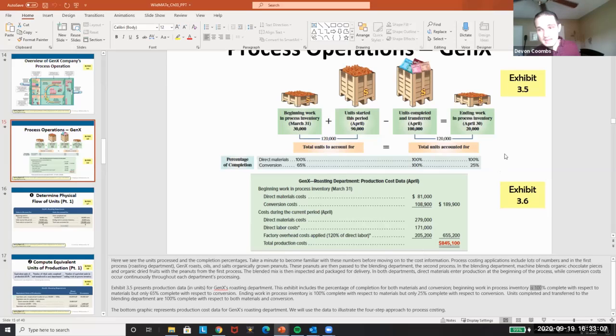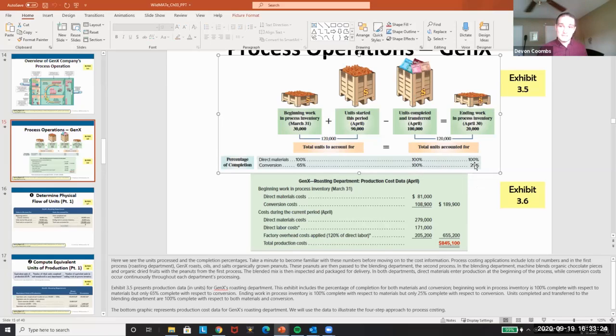So that 35% is going to need to be added from a conversion cost standpoint to this production line. And so our ending work in process inventory is 100% complete with respect to materials, but only 25% with respect to conversion. So we're saying here, units completed and transferred out are 100% each, but then our ending work in process, we need a lot more conversion costs associated with it. We haven't done many conversion costs. And so we have to do 75% for this ending work in process. Units completed and transferred out of the department are 100% complete with respect to both material and conversion.